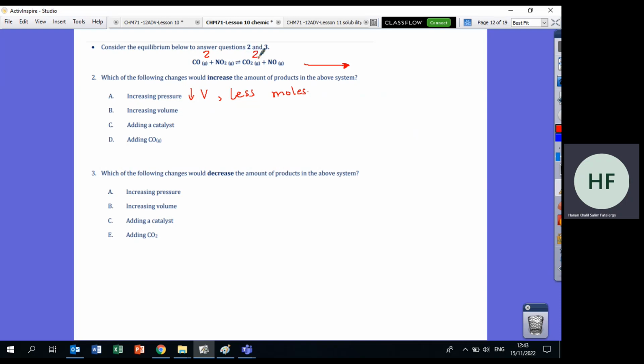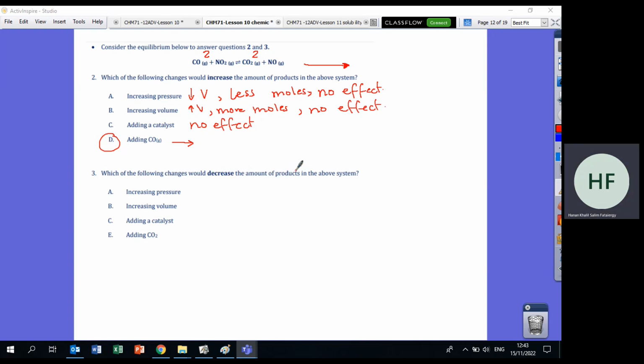1 plus 1, 2. So I cannot tell who has less moles because here I have 2 moles and here I have 2 moles. So less moles means no effect. If you find out that the moles are equal in both sides, this means that it will have no effect. Now, increasing volume, also it should go toward more moles. But I don't have more moles, so I will say also no effect. And you know that adding catalysts also have no effect. And I see, oh, this is my house, I will give to my uncle, so the reaction will move forward. So this is the right answer.